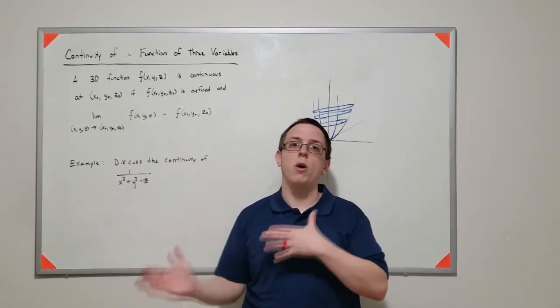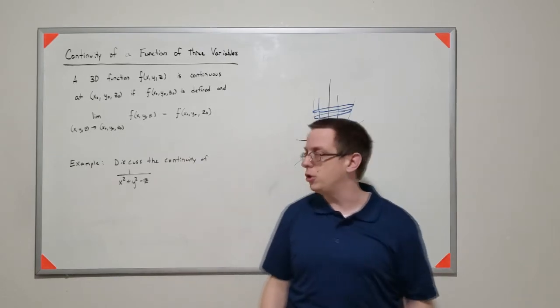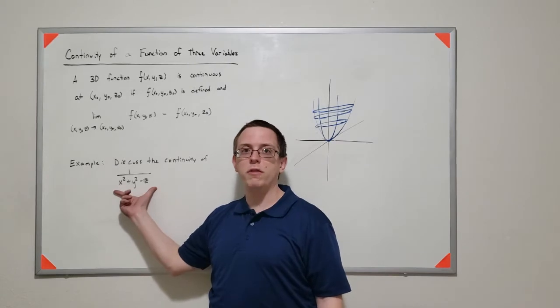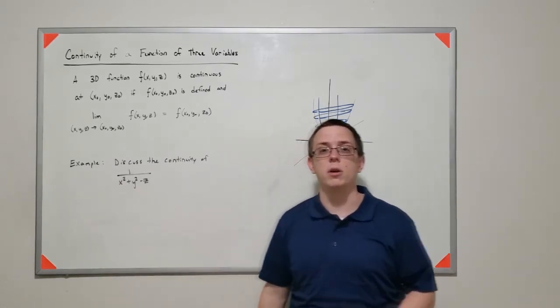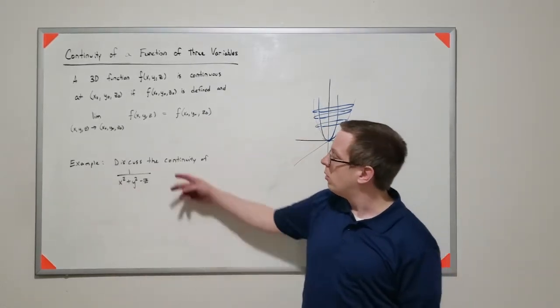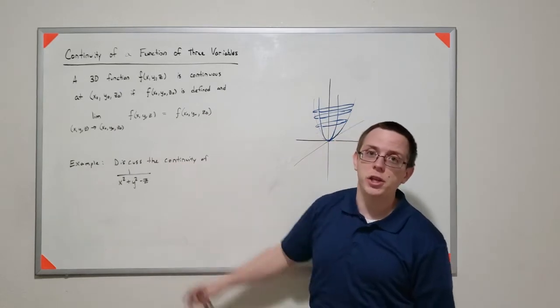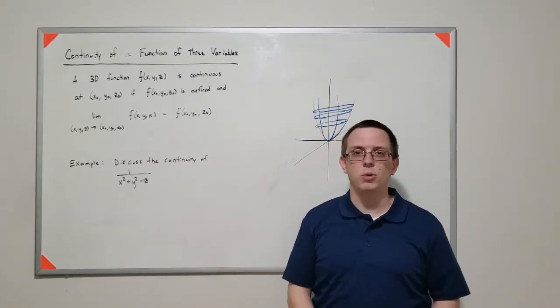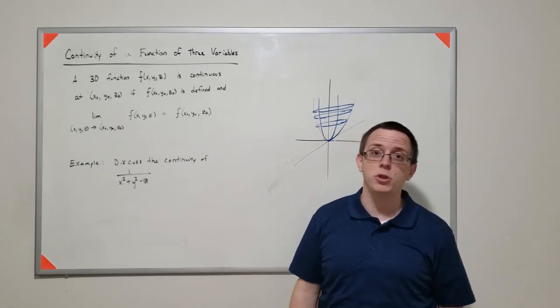So continuity, we always use this limit idea to define continuity. And if we want to discuss the continuity of something like 1 divided by x squared plus y squared minus z, well, again, that's f divided by g, and we know that f is 1, so that's a constant function, doesn't really do much for you.